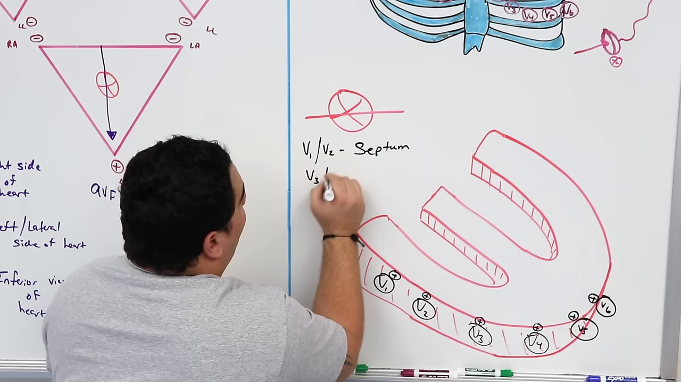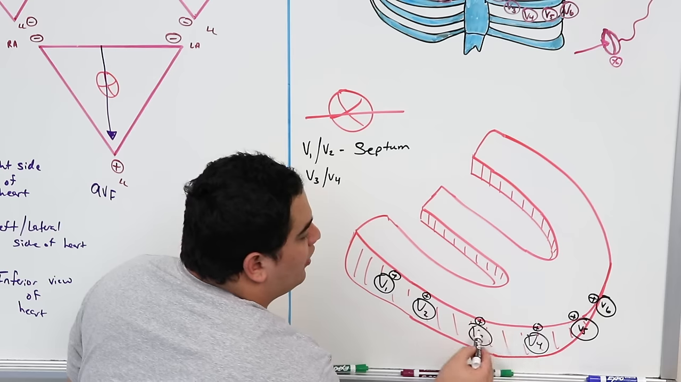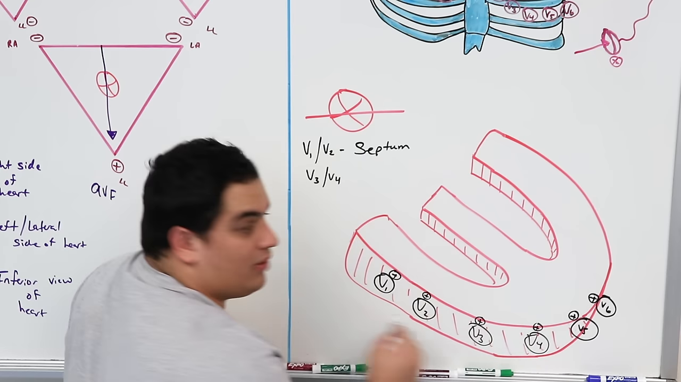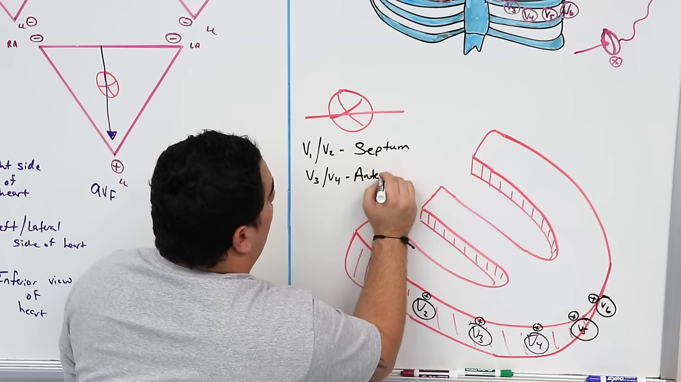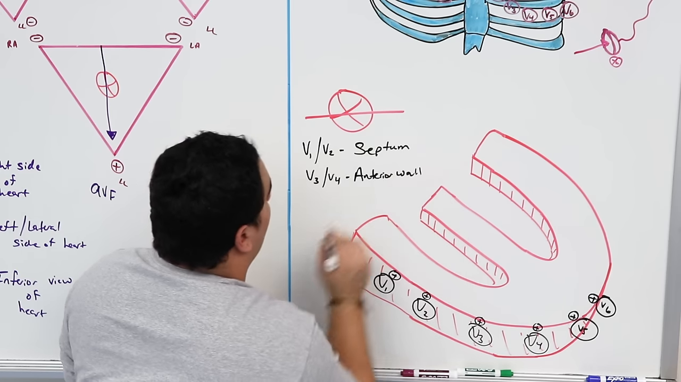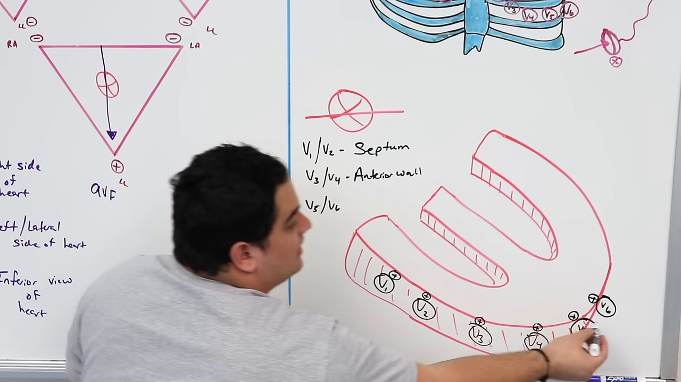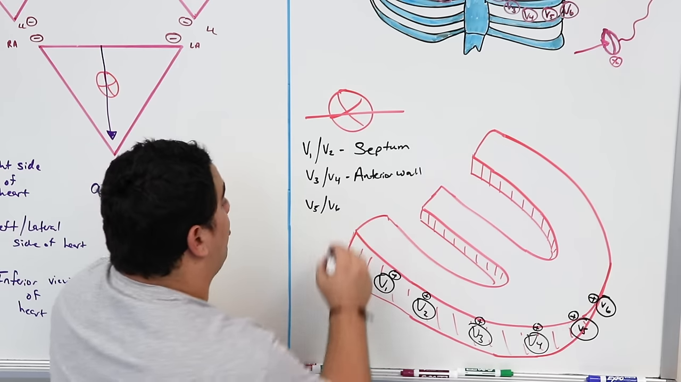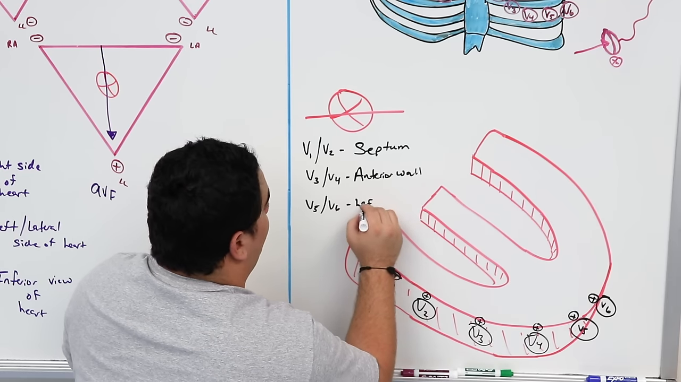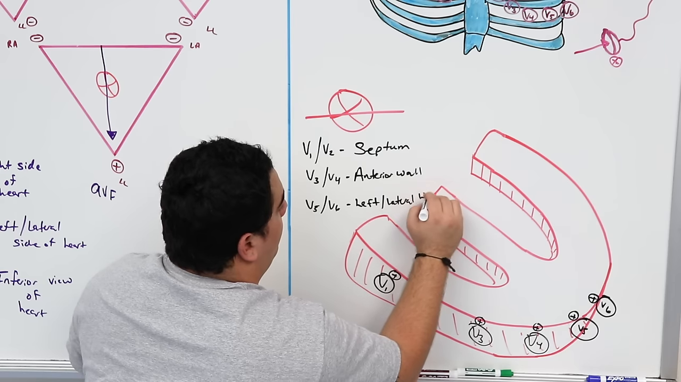V3 and V4 are going to be picking up most of the anterior part of the ventricles. Okay? So this is going to be the anterior wall. And then you're going to have V5 and V6. And this is going to be picking up most from the left side of the heart, the left lateral part of the heart. So left lateral wall.